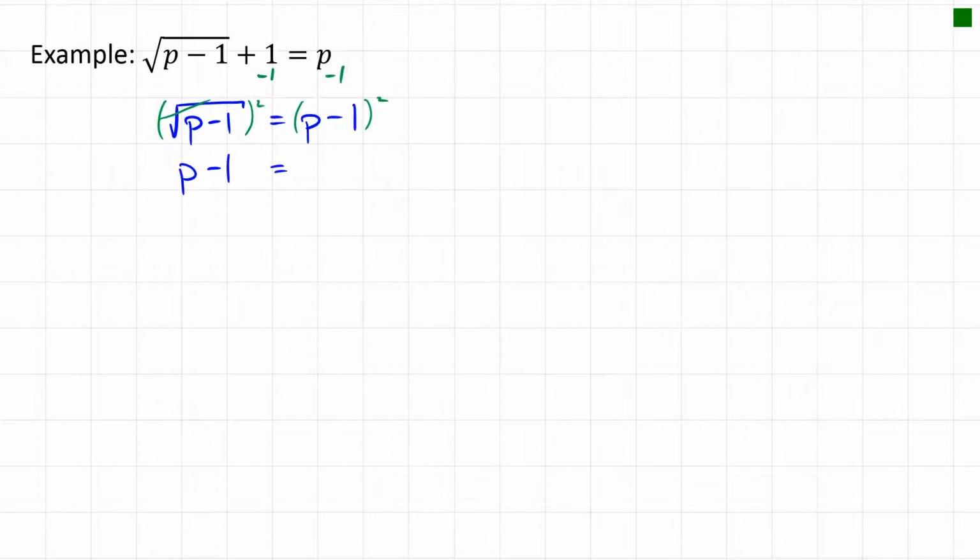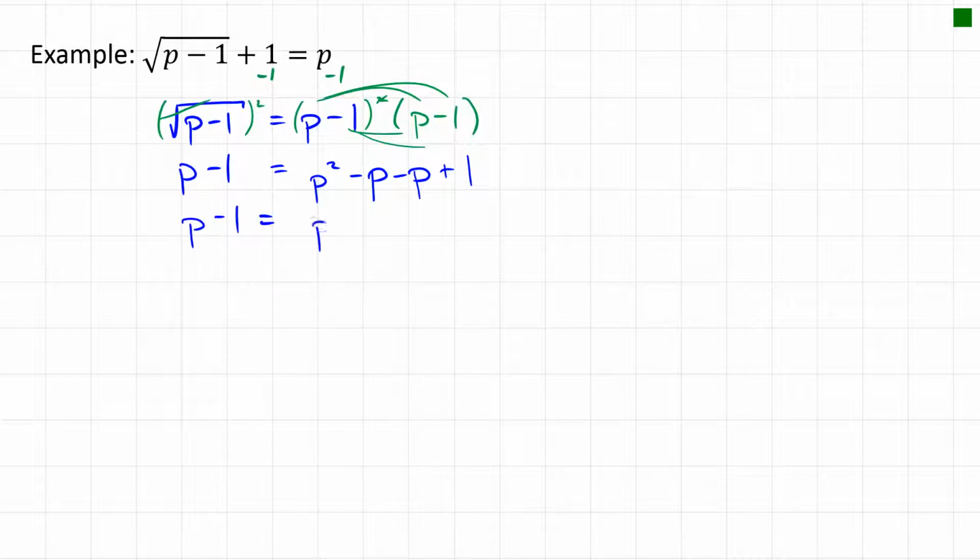But on the right-hand side, we actually have a square of a binomial. So I'm going to write that as p minus 1 times p minus 1, and then FOIL this right-hand side of the equation. So p times p is p squared, p times minus 1 is negative p, minus 1 times p is negative p, and then negative 1 times negative 1 is positive 1. So I had to end up FOILing the right-hand side of the equation. And what I'm left with is actually a quadratic equation. This would be p minus 1 is equal to p squared minus 2p plus 1.